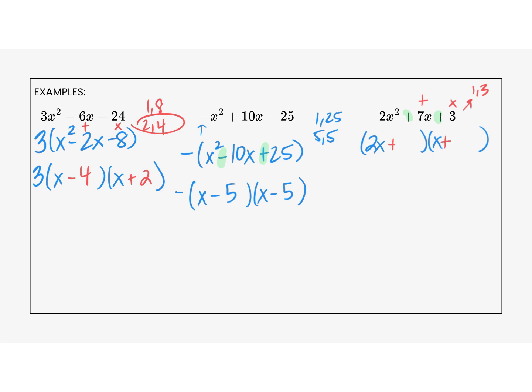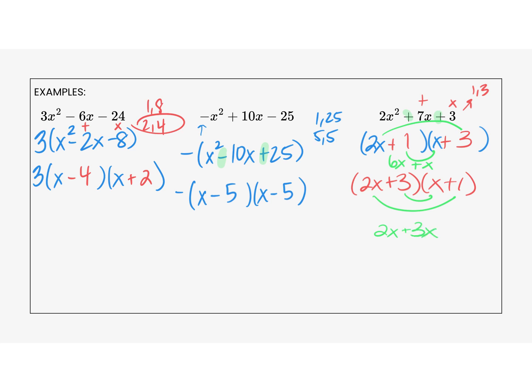Now we just have to figure out, is it 2x plus 1 and x plus 3, or is it 2x plus 3 and x plus 1? And again, the way that we do that is we think about what we would get if we were to multiply it back out. So in this first one, when I FOIL, I would do 2x times x, which is 2x squared, that's good. Then I would take 2x times 3, which is 6x, and then I would take 1 times x, which is x. And that does get me 7x. Okay, when I look at this one on the bottom, I would take 2x times 1, that's 2x, and 3 times x, which is just 3x, so that would only give me 5x.